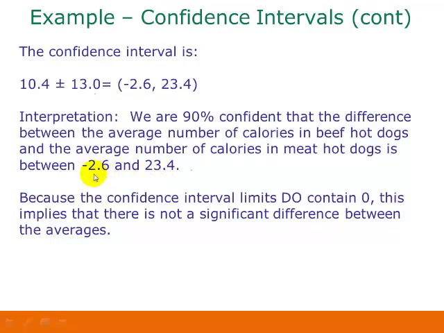Because we've got one of each, we've got one negative value and one positive value in our confidence interval. That means that 0 is included in this interval. That means that our true difference between the two population means could actually be 0, which would mean that the two population means are actually the same. So this implies that there's not a significant difference between the two averages.